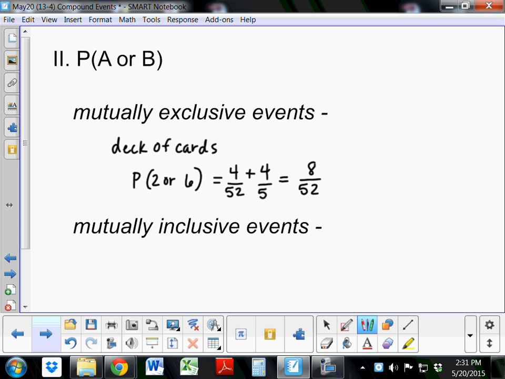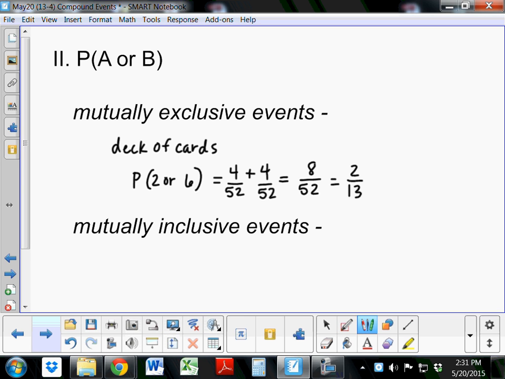Now, why did I write them separately? Just to help you think about what you just did. You added together the total number for the 2s with the total number for the 6s to say that there are a total of 8 cards that would make me happy out of 52, and then we could reduce. Can someone do it for us quick? 2 over 13. I just don't like leaving them not reduced. Okay. This is what we call a mutually exclusive event.